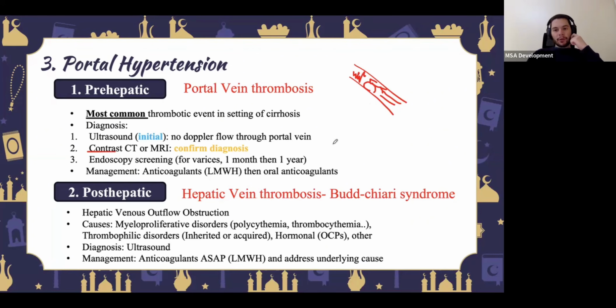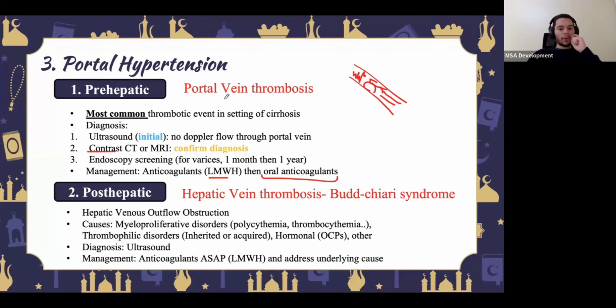And how would you manage those patients? You'd manage the thrombosis like any other thrombosis in the body. You give the patient anticoagulants. Usually for acute, you'd start with low molecular weight heparin, and then for longer term, you'd give oral anticoagulants such as warfarin. Okay?